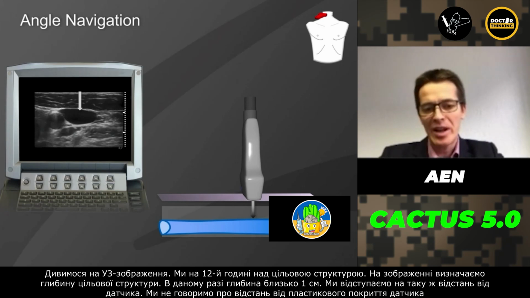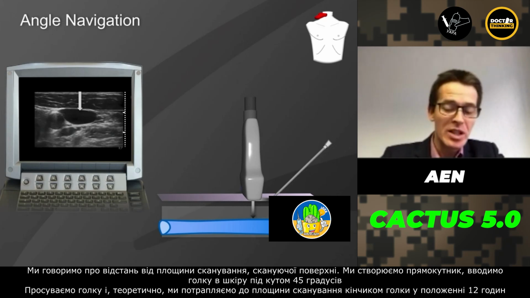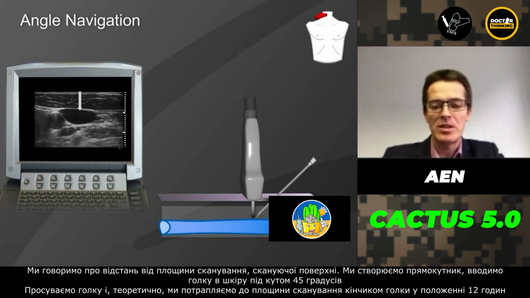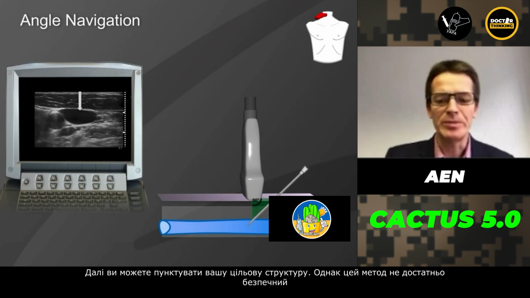We take this depth, which is roughly 1 centimeter in this case, and we take the same distance away from the probe. We don't talk about distance from the plastic cover of the probe. We talk about the distance where the scanning plane actually sits on the footprint. By this, we create a rectangle, and then we penetrate the skin, use 45 degrees, and then we insert the needle. In theory, we actually get into the scanning plane with the needle tip just at the 12 o'clock position. And then you can puncture your target structure.